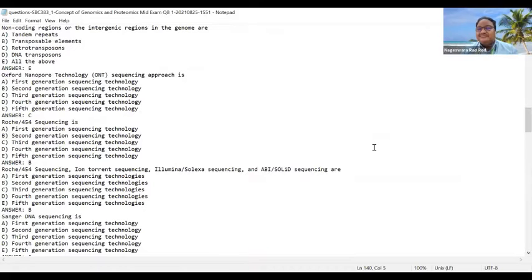Okay, Elisha. Yes, sir. Non-coding regions or the intergenic regions in the genome are what? Tandem repeats, transposable elements, retrotransposons, DNA transposons, or all of the above? Sir, all of the above, sir. Yes, all of the above. There are tandem repeats, transposable elements, retrotransposons, and DNA transposons.